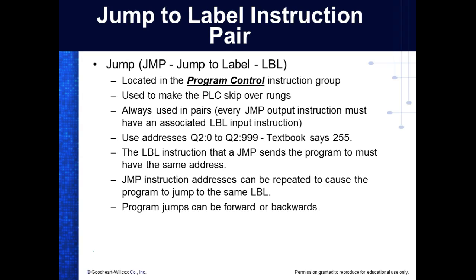Used to make the PLC skip over rungs, always used in pairs. Every jump output instruction must have an associated label input instruction. Uses addresses Q2:0 to Q2:999. Textbook says 255. The label instruction that a jump sends the program to must have the same address, right? You understand? Yes or no? Jump instructions can be repeated to cause the program to jump to the same label. Program jumps can be forward or backwards. We all understand that.